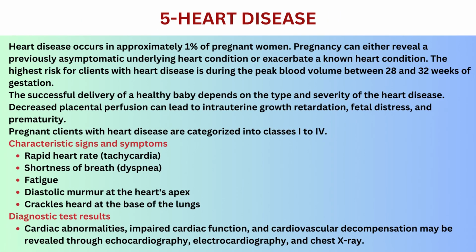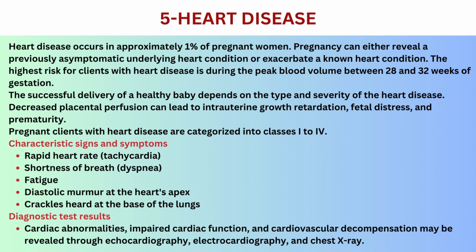The first disorder is heart disease during pregnancy. Heart disease occurs in approximately 1% of pregnant women. Pregnancy can either reveal a previously asymptomatic underlying heart condition or exacerbate a known heart condition. The highest risk for a client with heart disease is during the peak blood volume between 28 and 32 weeks of gestation. The successful delivery of a healthy baby depends on the type and severity of the heart disease.